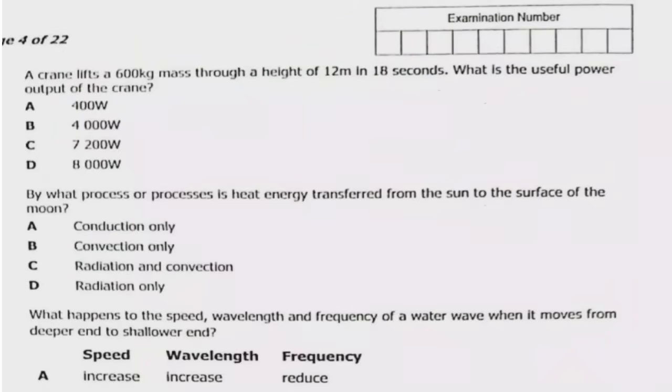Okay, we come to question 5, which is as follows. A crane lifts a 600 kg mass through a height of 12 meters in 18 seconds. What is the useful power output of the crane?